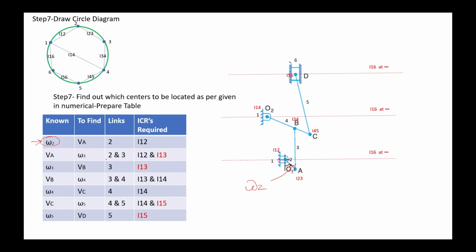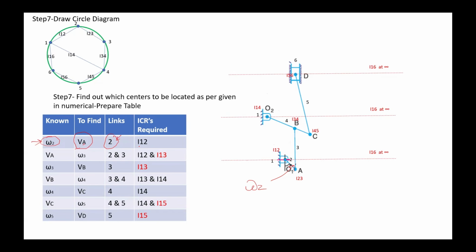So if omega 2 is known, what can you find out? You can find out the velocity of the first link, which we have already done in the first slide. So the velocity of A is calculated in the first slide. Now, on which link will omega 2 come? Link number 2. Omega 2 is referred with link 2. So I have written link 2 here.